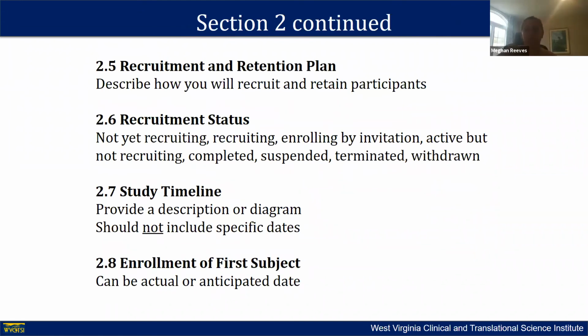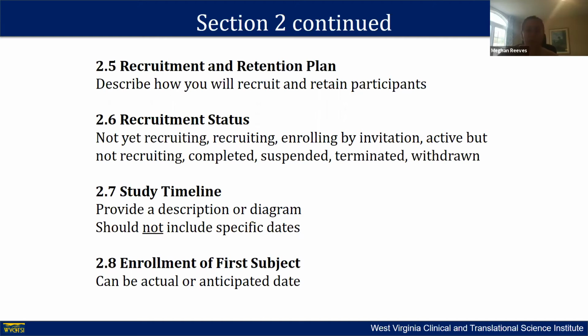Section 2 continued. Your recruitment and retention plan, this would be an upload or a fill-in box for our purposes, but this should describe how you will recruit and retain participants. You want to think about how you advertise your study, and how you're going to generate and recruit participants. If there are things you want to take into consideration for culturally sensitive recruitment, you may want to think about that ahead of time.